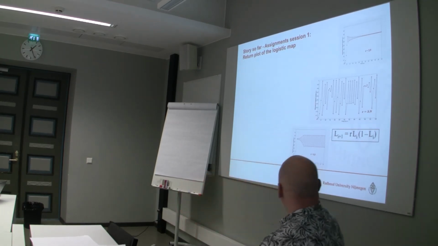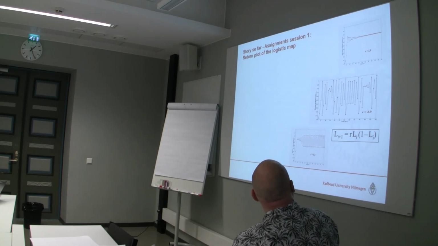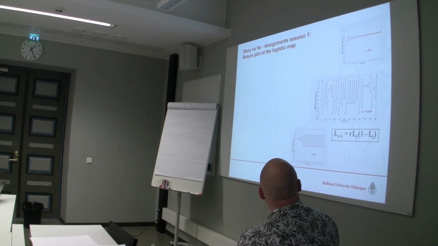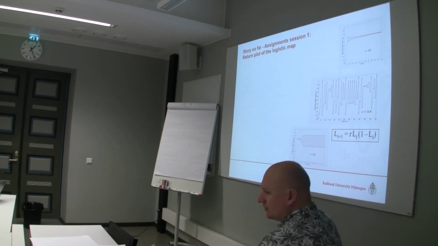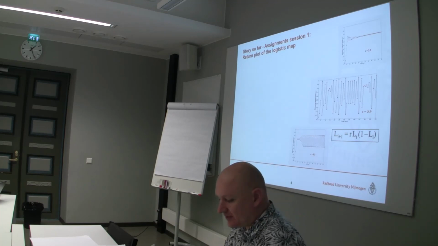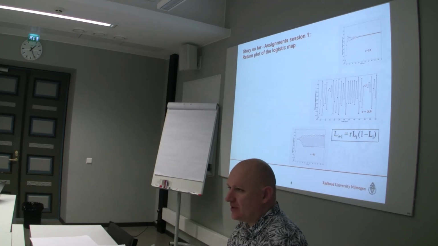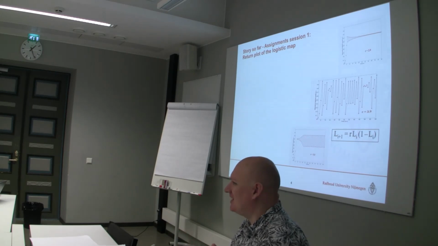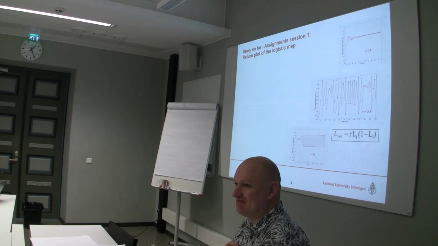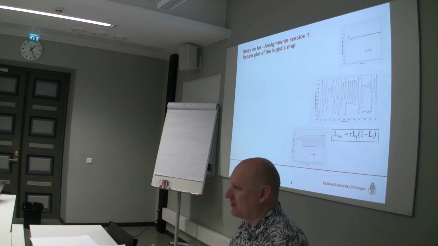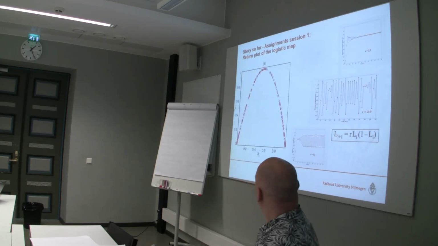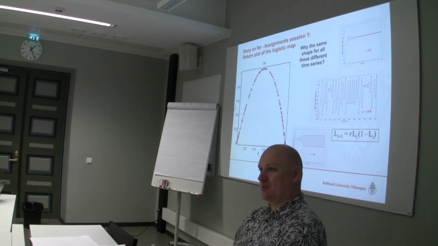Okay, so we add this logistic map, and I asked you to look at the return plot. Was there anybody who got there? What did you see when you made the return plot? For the logistic? A parabola. Points. Did you expect to see that?